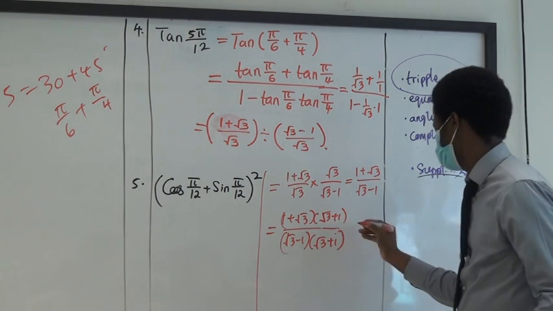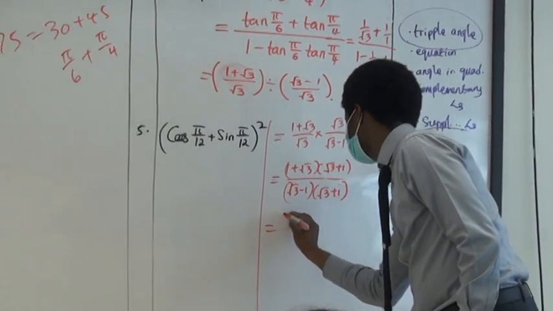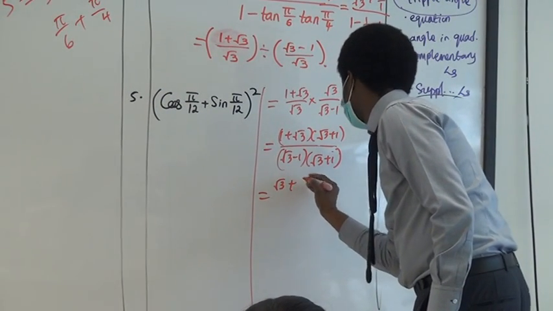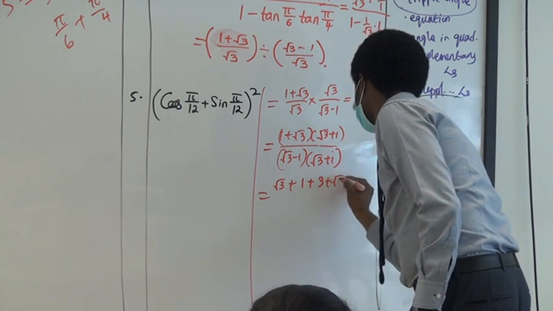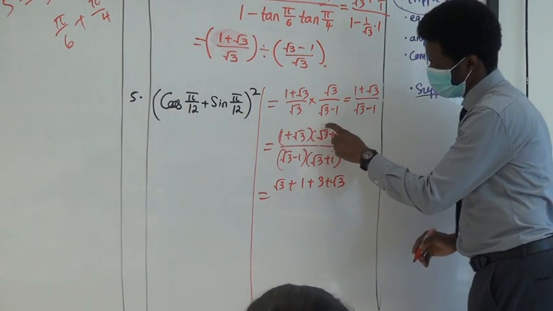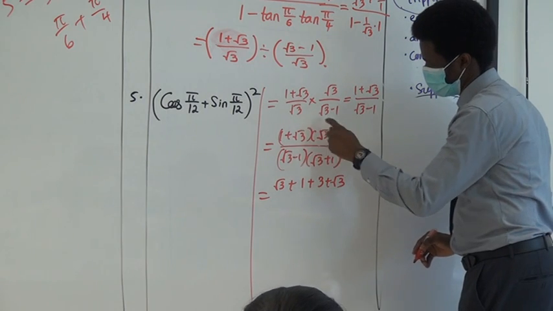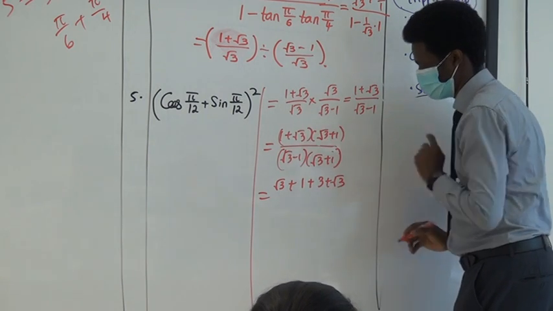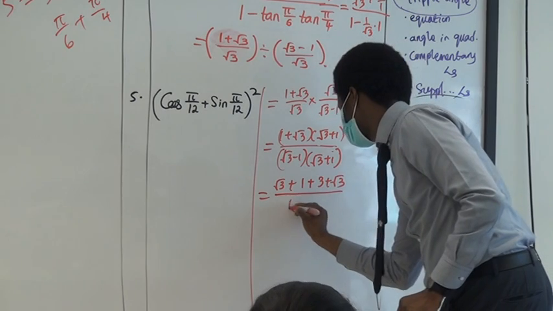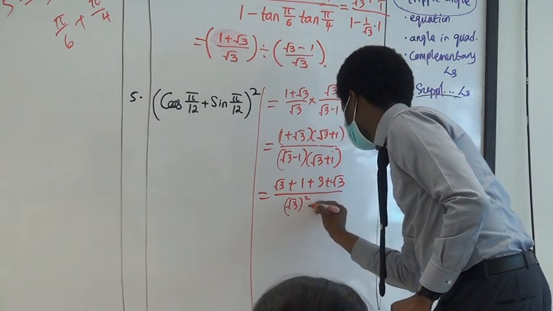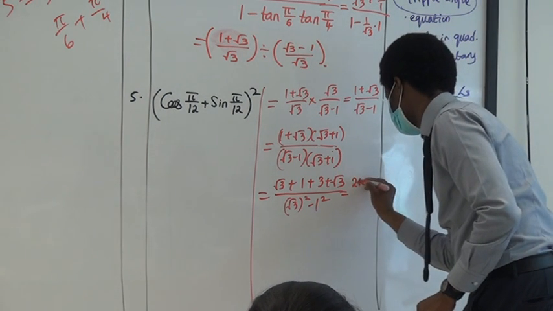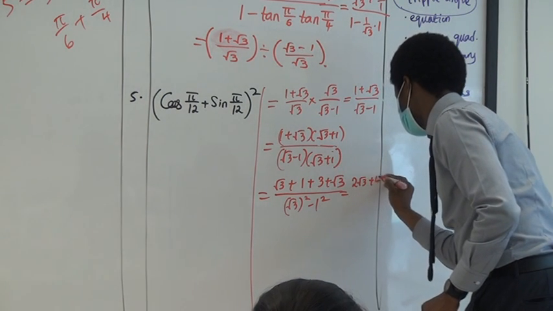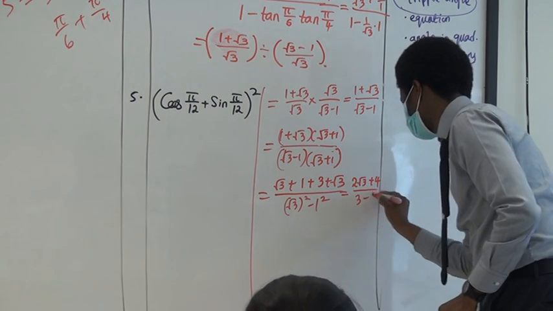So just a square. So take your time to expand. If you know the expansion, write it out. If you don't, take your time to expand it. So I have something like this. 1 times root 3, 1 times 1, root 3 times root 3 is 3, root 3 times 1 is root 3. And here is difference of two squares: root 3 squared minus 1 squared. So here now I have 2 root 3 plus 4, and here is 3 minus 1, which is 2.